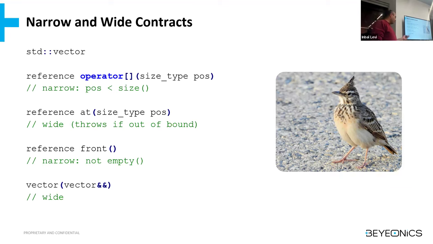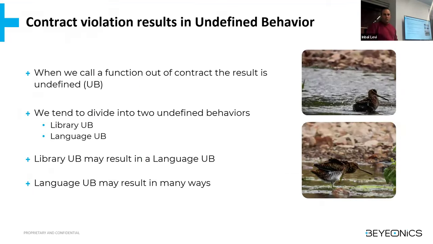The function front, as we talked about, must not work on an empty vector. And the swap function, or in this example the move constructor for vector: you can take any two vectors and swap between them, and it's a wide contract, no limitation at all. Any question about this? Okay. Very good.